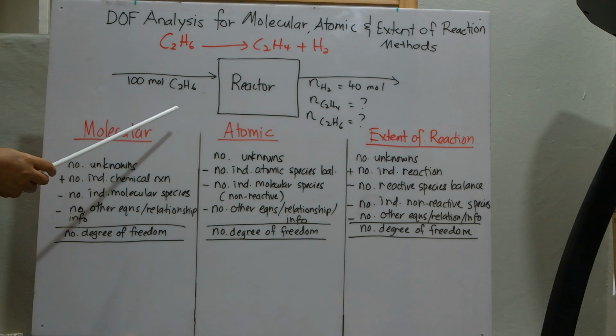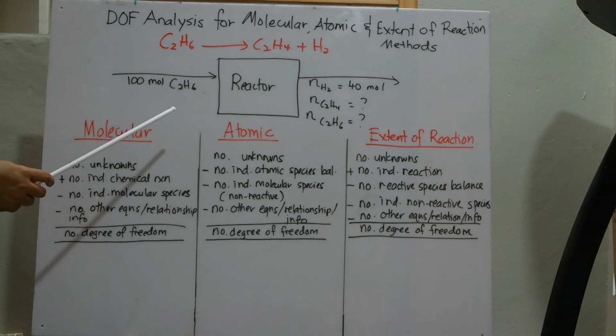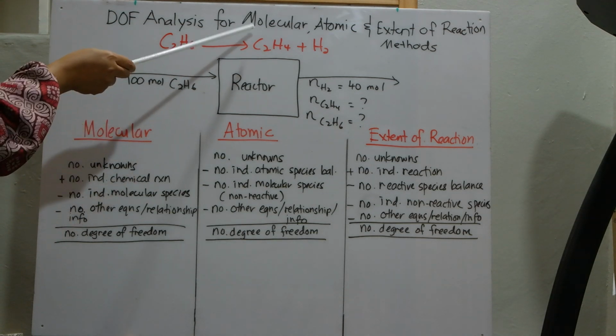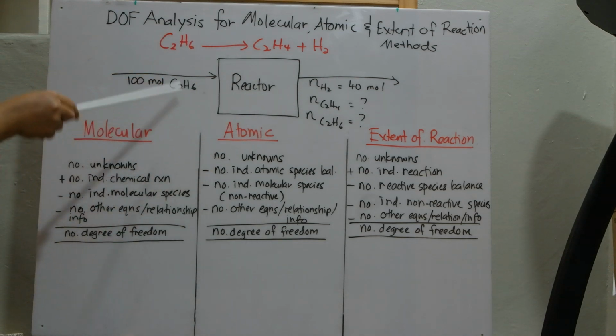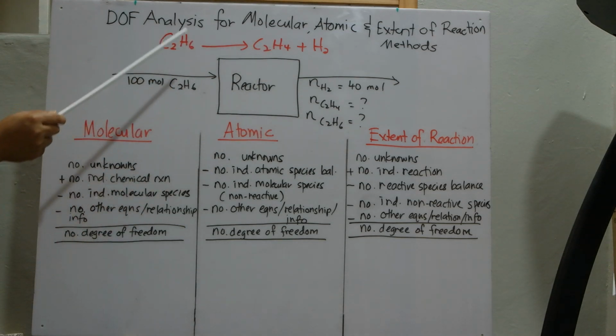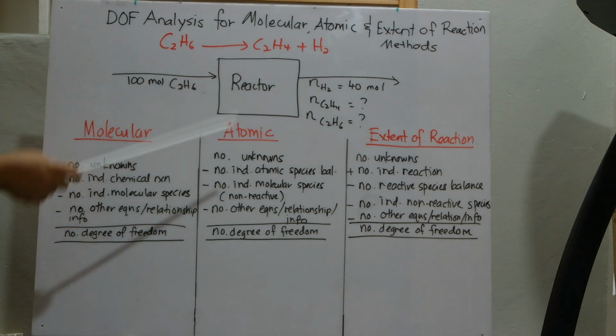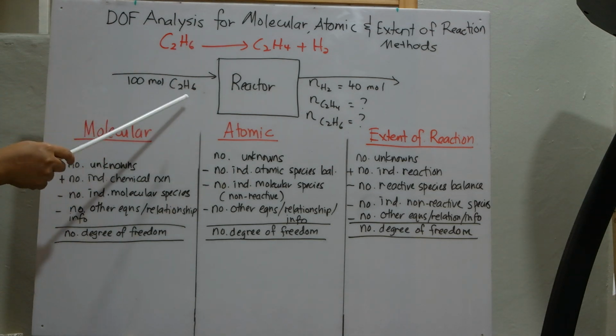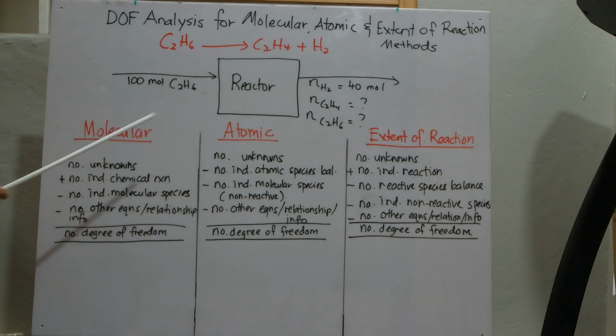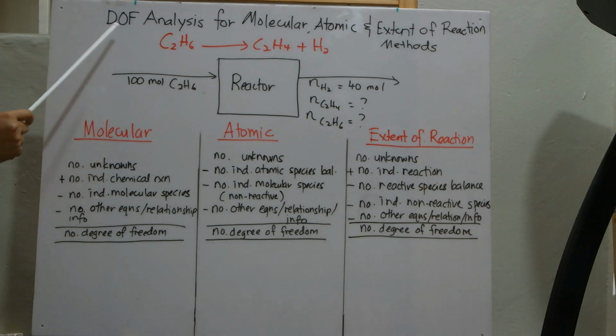In previous video number 9, where we were doing the molecular method, we actually used the same process, same example, and we know that using molecular, we've already solved this question. Now we go back to how to do degree of freedom analysis.